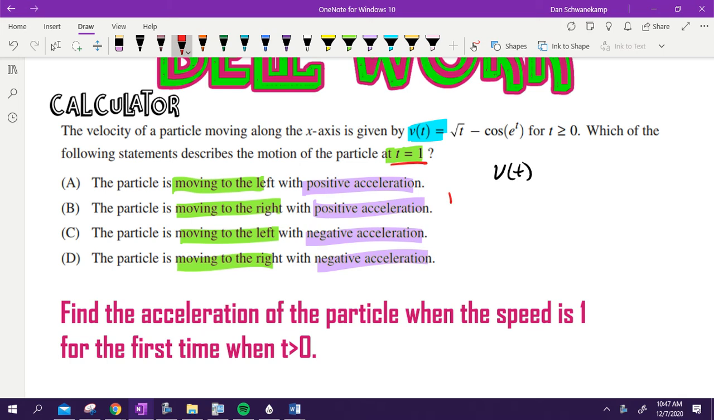Velocity, it either needs to be positive or negative. That is going to tell me if I'm moving left or right. Is your velocity positive or negative? So that is one decision I need to make. And then obviously the other decision we need to make is acceleration.